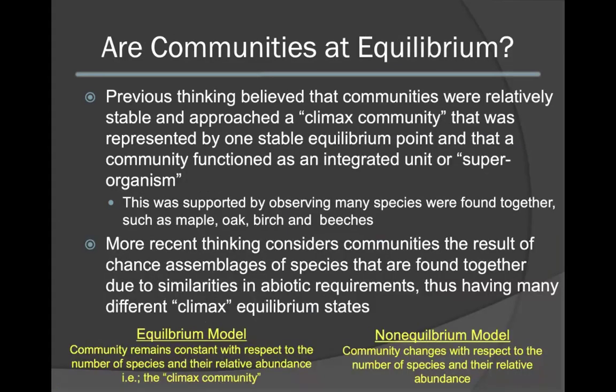When studying community structure, it is also important to consider whether or not a community is at an equilibrium point. Within the field of ecology, the previous thinking was that communities were relatively stable. Communities developed over time to approach an eventual climax community. This climax community was represented by one stable equilibrium point that the community strived to reach. In essence, the community was viewed as a superorganism that functioned as an integrated unit between all of the species involved or present within that system.